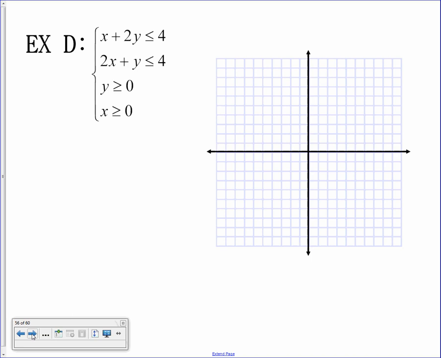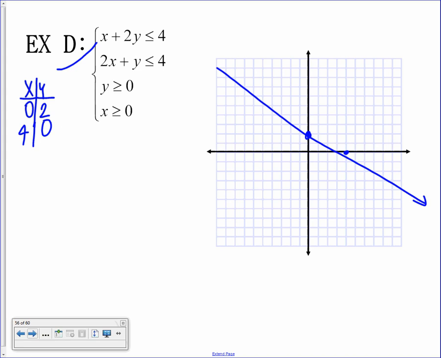We've got example D. So line number 1 again is in standard form. So I'm going to make an XY chart again. If X is 0, Y would be 2. If Y is 0, then X would be 4. So I've got 0, 2 and 4, 0. That's a less than or equal to, so that's a solid line. I'll test 0, 0. So I've got 0 plus 0 less than or equal to 4. That is true. So I'm going to shade towards 0, 0.